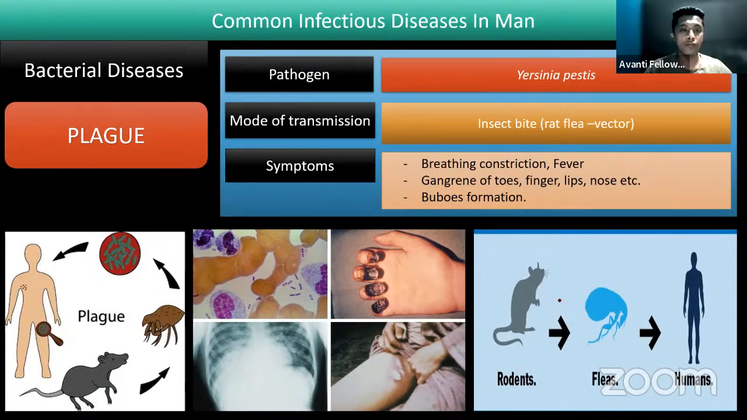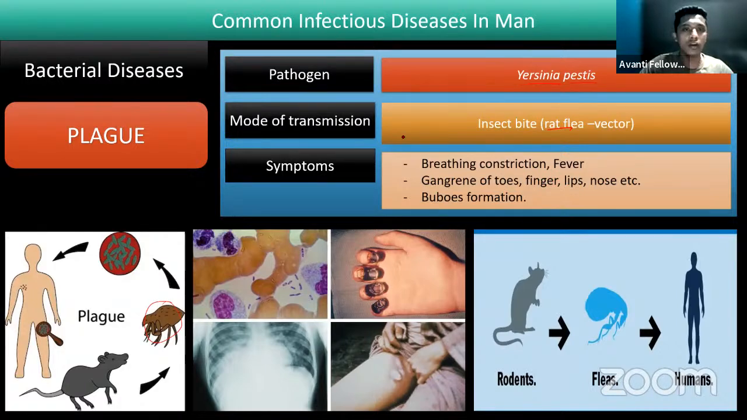Plague. Many people are very scared of plagues, and our ancestors, like our grandparents, even talk about plagues. So what is plague? Plague is caused by a pathogen called Yersinia pestis, and the mode of transmission is by insect bite, through the rat flea, the flea that is on the rat's body, which is a vector for spreading this disease.